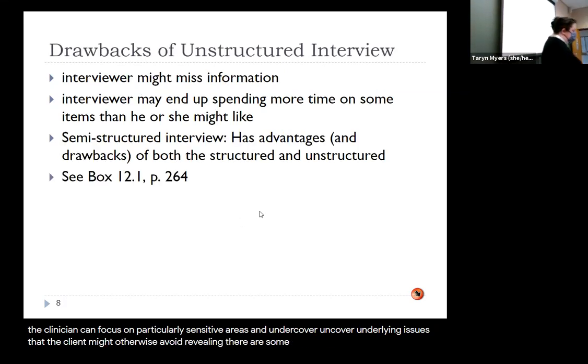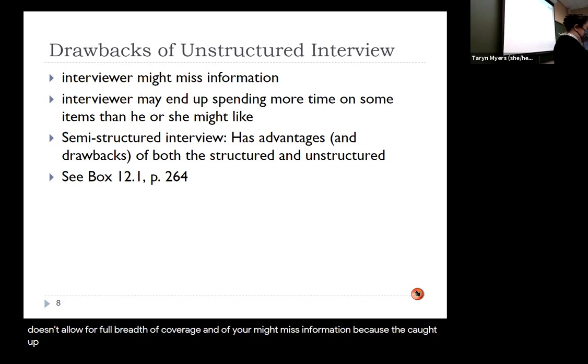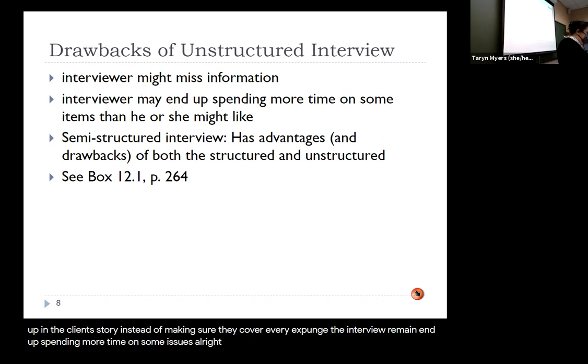There are some drawbacks, though, because it doesn't allow for full breadth of coverage. The interviewer might miss information because they're caught up in the client's story instead of making sure they cover every aspect. The interviewer may end up spending more time on some issues or items than they might like because the client goes off on that.